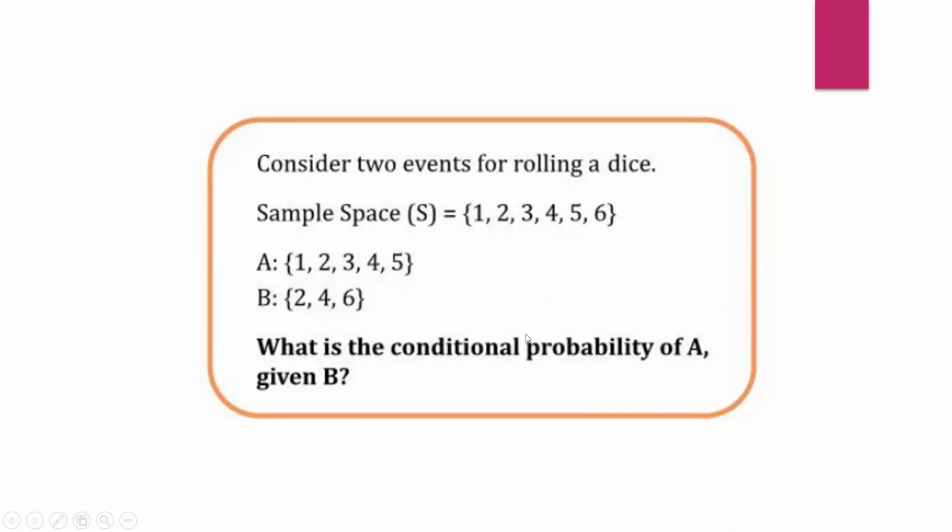So now what you have to do is find out the conditional probability of B given A. Let me repeat the question. Find out the conditional probability of B given A.